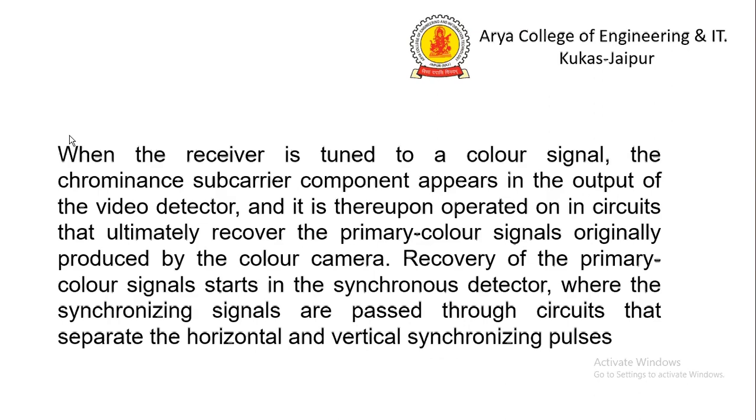When the receiver is tuned to a color signal, the chrominance subcarrier component appears in the output of the video detector, and it is thereupon operated on in circuits that ultimately recover the primary color signal originally produced by the color camera. The recovery of the primary color signal starts in the synchronous detector, where the synchronizing signals are passed through circuits that separate the horizontal and vertical synchronizing pulses.